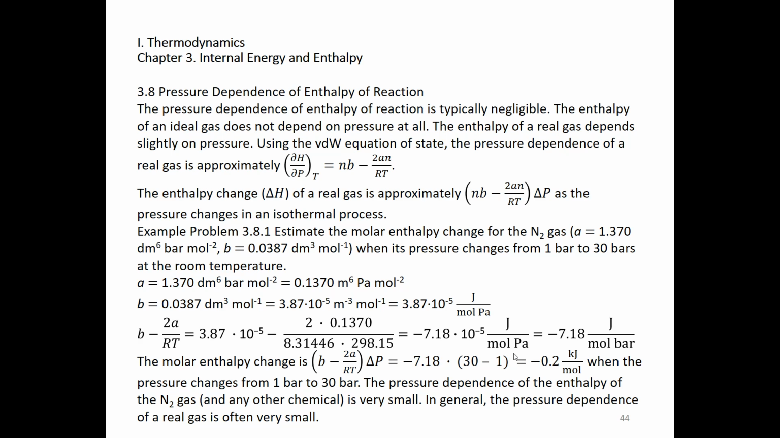The temperature dependence of enthalpy of reaction is usually small because the integral of delta CPM is usually much smaller than the magnitude of the enthalpy of reaction. Therefore, the enthalpy of reaction is approximately a constant within a small temperature range, or even within a moderate temperature range, up to tenths of degrees Celsius.